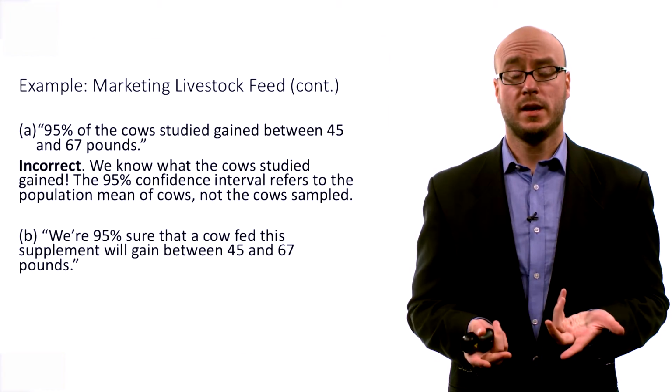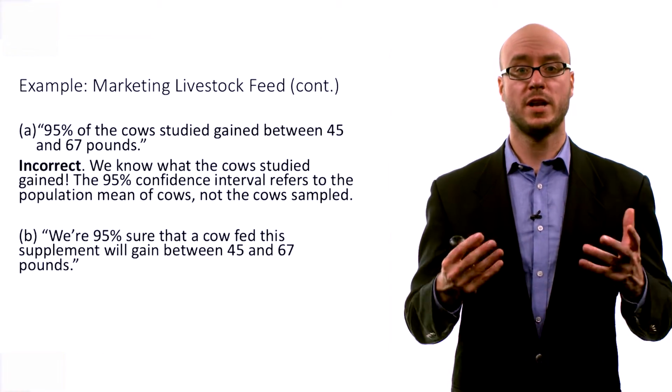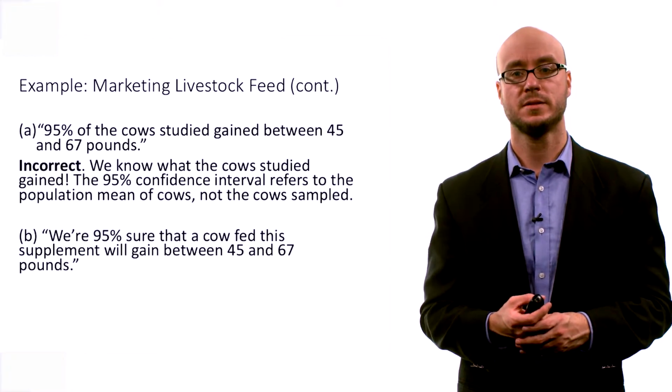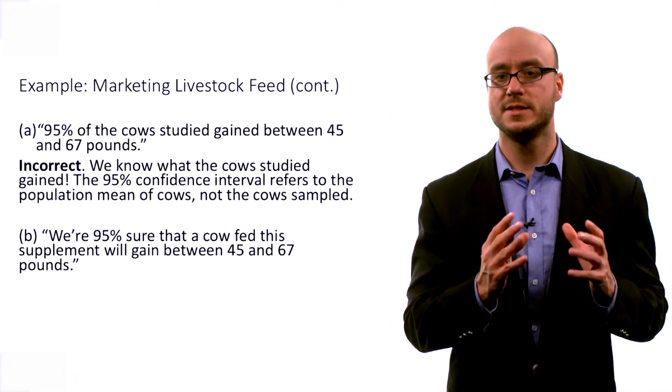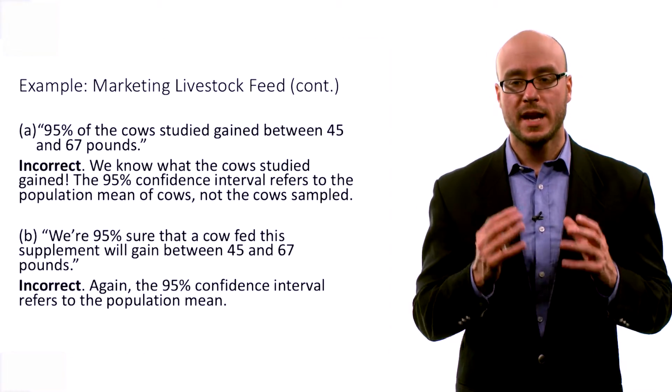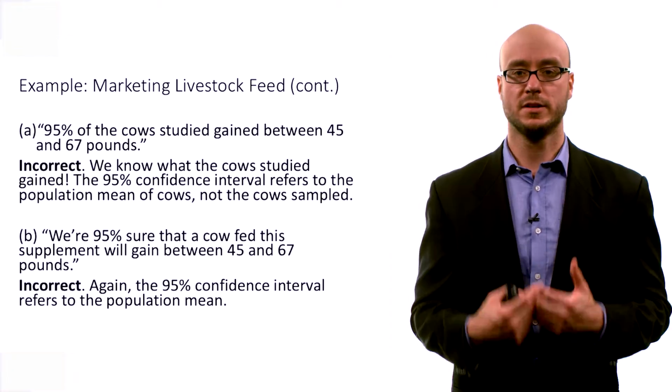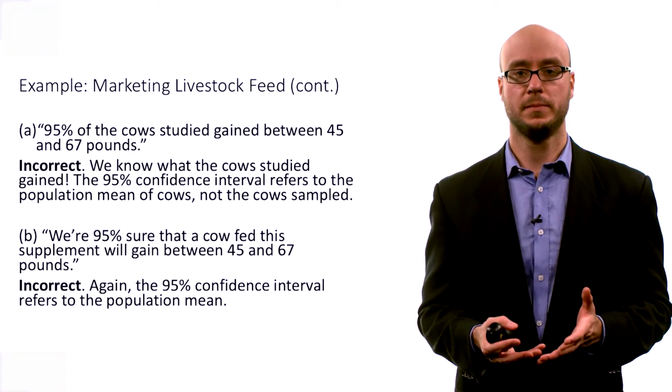So the marketers might also say, we're 95% sure that a cow fed this supplement will gain between 45 and 67 pounds. Again, this is incorrect. The 95% confidence interval refers to the population mean. It's a way of using our sample data to make some claim about the population mean.